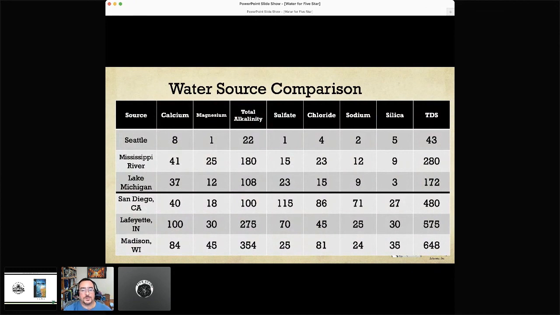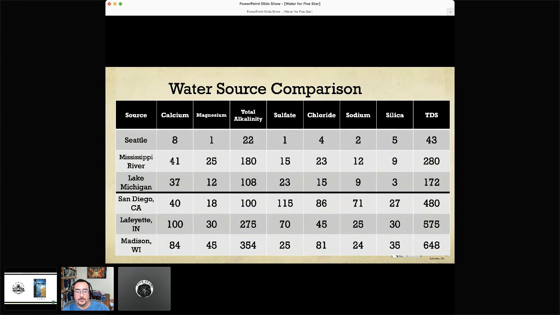Here's some water sources comparison. You can see here for Seattle, there's my cursor, over here at Seattle. Seattle is primarily precipitation, just fresh from the sky. Very low mineral: 8 calcium, 1 magnesium, very low alkalinity at 22, 1 sulfate, 4 chloride, 2 sodium, 5 silica. Total dissolved solids, TDS, of like 43, really low. This is functionally equivalent to reverse osmosis water.